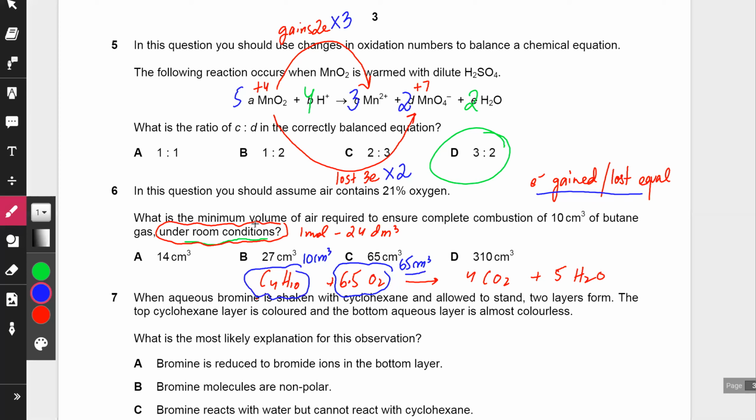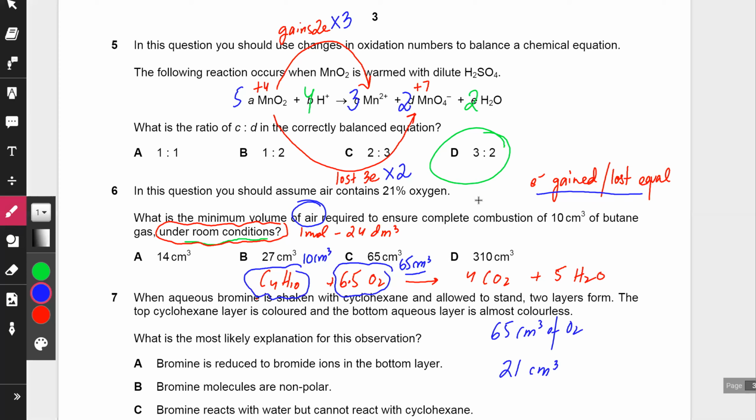Anyone, Ibrar? Yes, it is. No. Abba? It's not actually, because they're not asking for the volume of oxygen, they're asking for the volume of air. So what we need is 65 cm cube of O2. So how much air would be required?